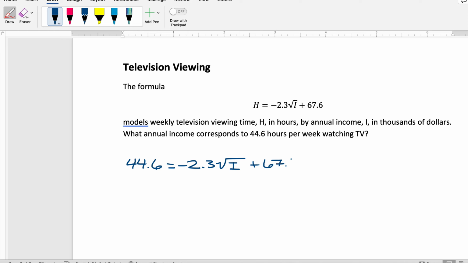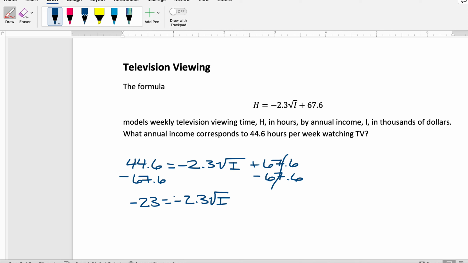Now, to solve this equation, I'm going to get the I by itself. And then specifically the square root of I, I need to get that by itself. So first I'm going to subtract away this 67.6 from both sides. And you might want to grab a calculator to do this real quick, but when you type that into your calculator, you should get negative 23 equals negative 2.3 times square root of I.